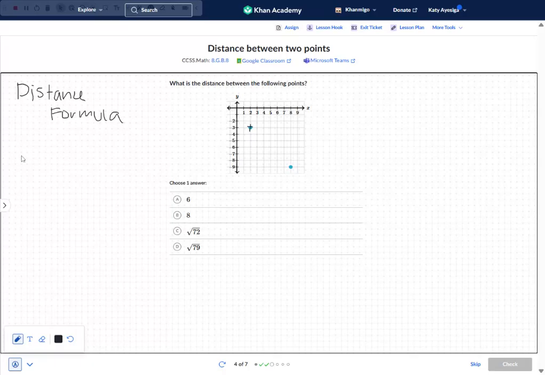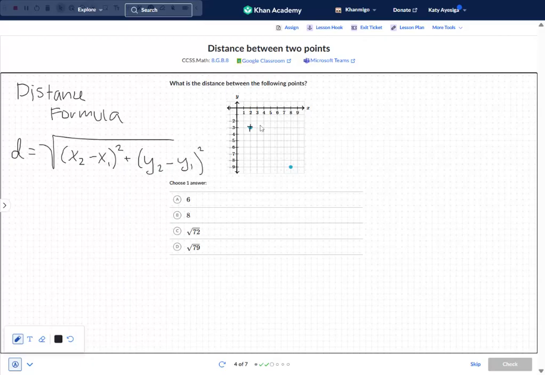All right, let's write out the formula first. So distance equals, getting ahead of myself, square root of the difference between the x values, so x2 minus x1 squared, plus the difference of the y values, y2 minus y1 squared. All right, we're going to go ahead and label these coordinates. This is 2, -3, and this guy here is 8, -9. Let's just double check. 8, -9, 2, -3.